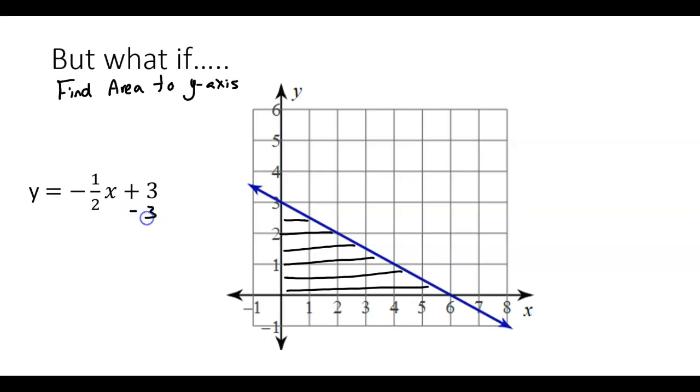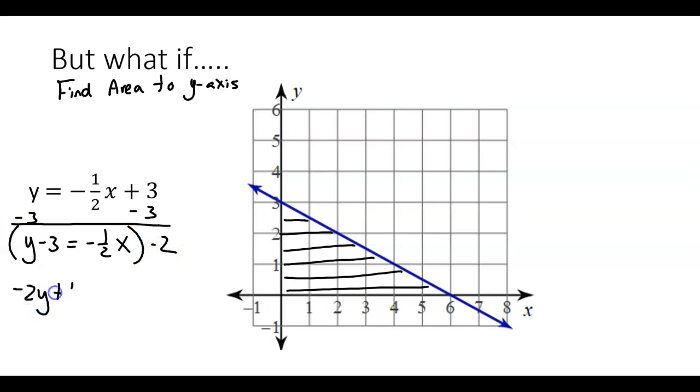So I'm going to move 3 over first. Next, I would multiply everything by a negative 2. And now I've got that function. And that's the function I would be integrating with respect to y instead of with respect to x. So I'm going to put a little dy here. So that's one difference.